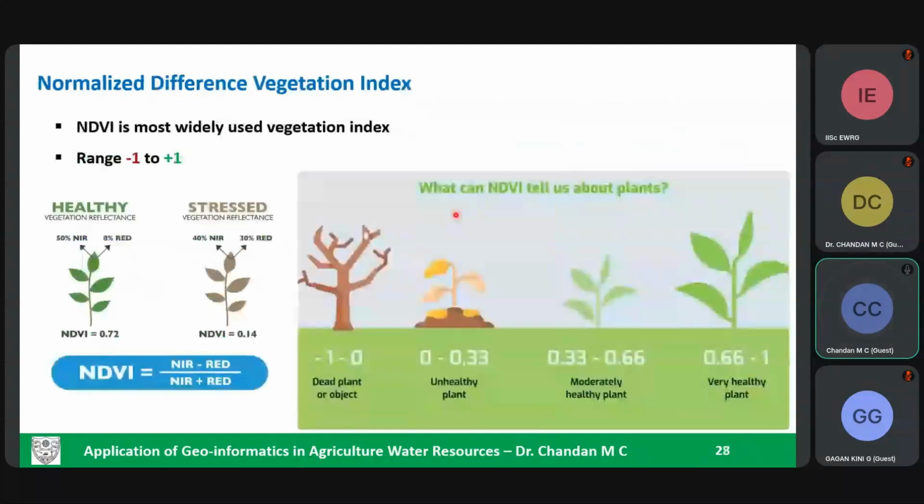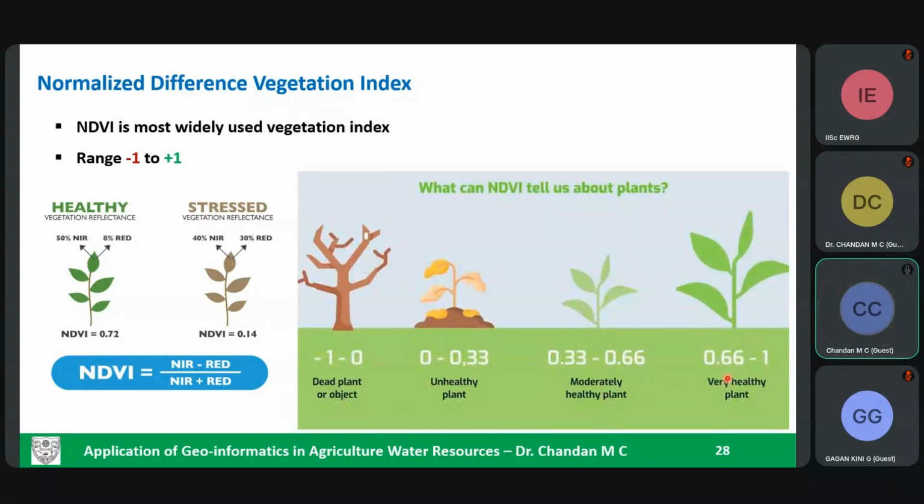And how do we assess vegetation's health using NDVI? If you have values from -1 to 0, it means it is a dead object. It can also be an urban area or a dead plant. If you have vegetation index values from 0 to 0.33, it is an unhealthy plant. That means your immediate attention is required with respect to water or any other aspect. Then 0.33 to 0.66 gives a moderately healthy plant.